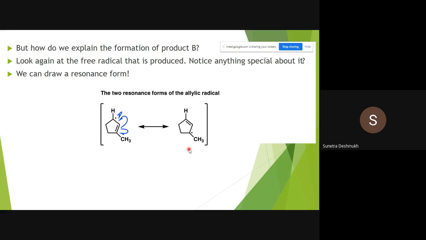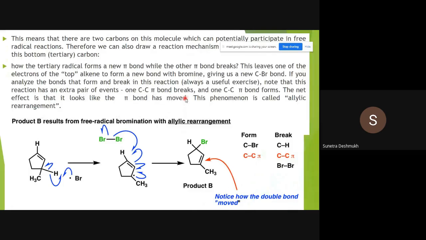So very nicely you have to indicate the resonance form of the allylic radical. Write down each and everything: tertiary free radical, this is a secondary free radical. Show it with the resonance. Now we will go to the next one. Here they have shown how the resonance occurs.